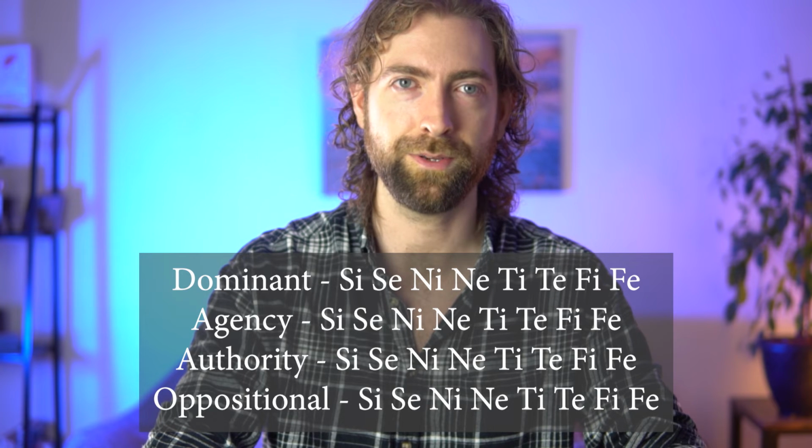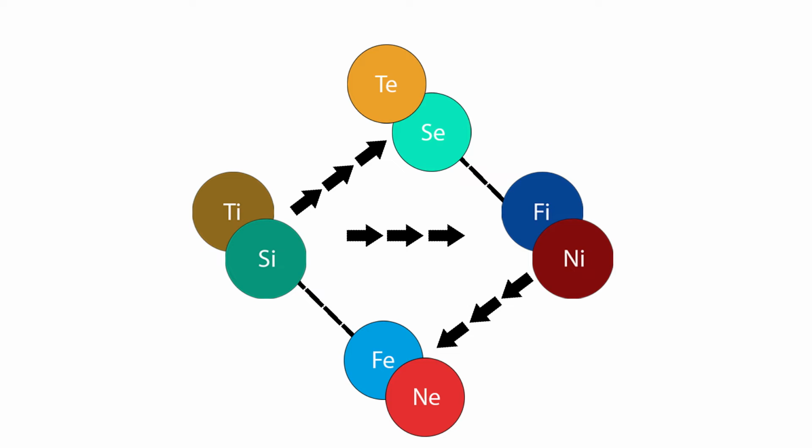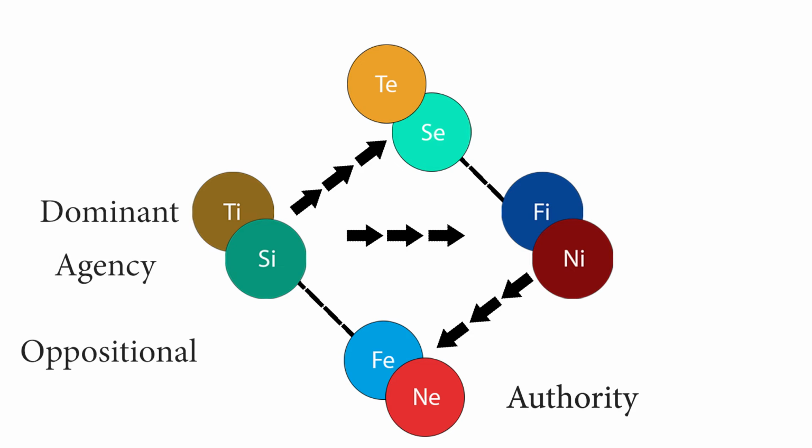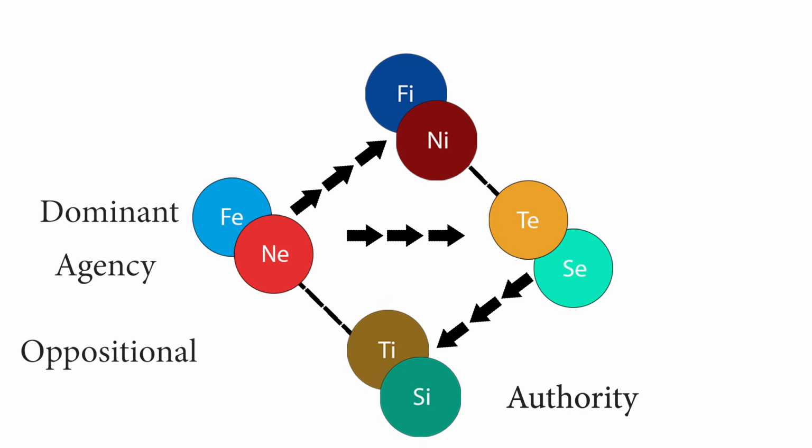Let's use INTP as an example. Ti Si, Fe Ne: the dominant pairing and the opposing pairing. Now let's rotate the axis. It becomes Fe Ne in dominant position and Ti Si in oppositional position.